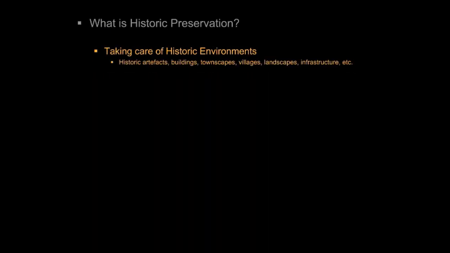So what is historic preservation? In a very basic way, it is taking care of historic environments. Historic environments means historic artifacts, historic buildings, townscapes, villages, landscapes, and infrastructure projects like historic bridges, historic road networks, etc.